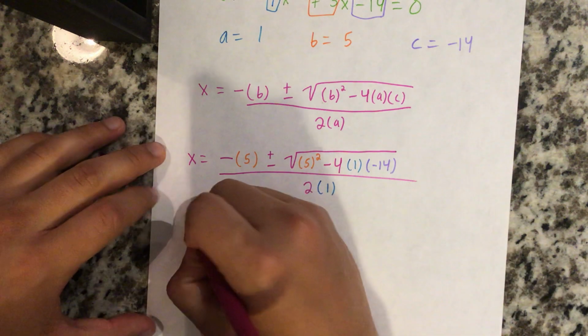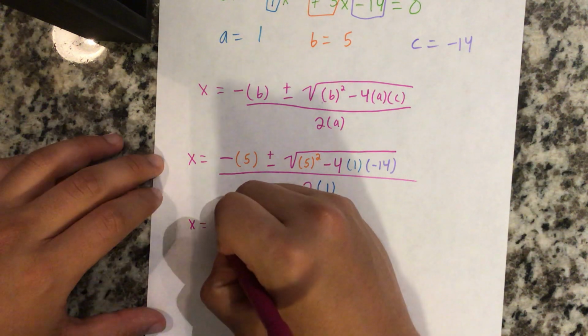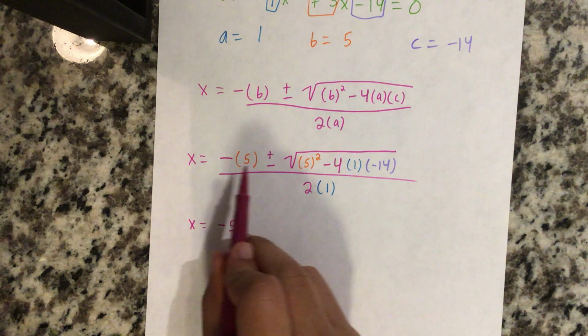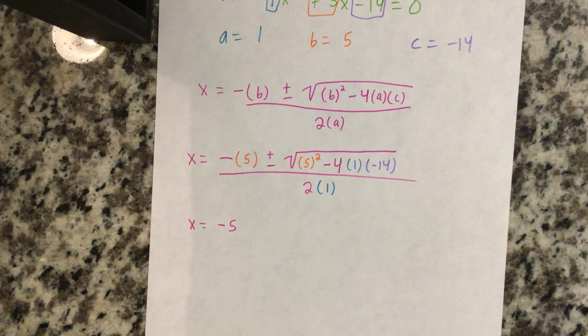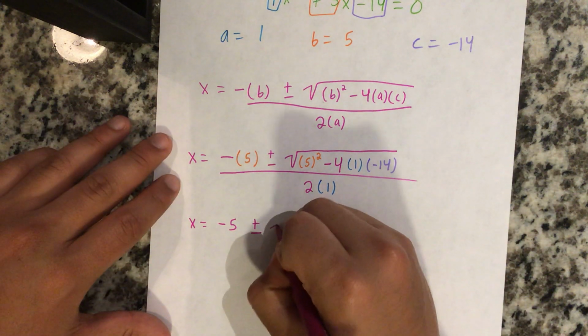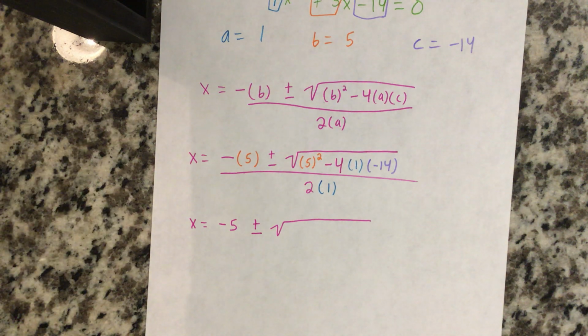So on the top row, I have x equals minus 5. So that's just a regular negative 5. It doesn't turn into a positive because it's a minus 5, okay? So I have negative 5 plus or minus, that stays the same. The square root, that stays the same, but the inside we're going to mess with right now, okay?